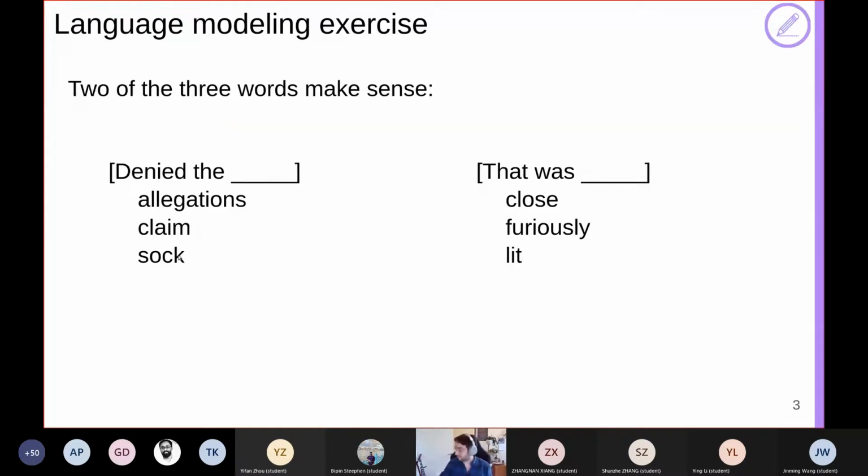Oh, sorry. This is my mouse. My mouse, as per usual, jumping.